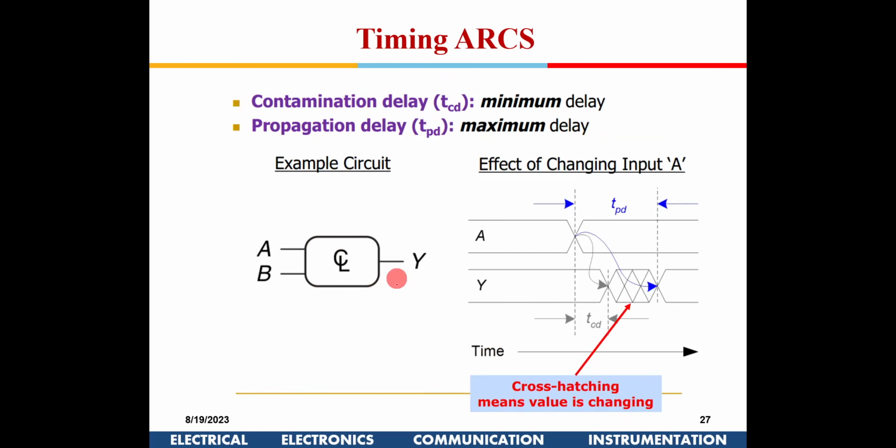So in short, I can say for any module, there could be something known as contamination delay, which is the minimum delay, and then there could be a maximum delay, which is known as the propagation delay, right? Contamination delays can cause hold violations in the next part of the circuit, and propagation delays can generally cause setup violations.